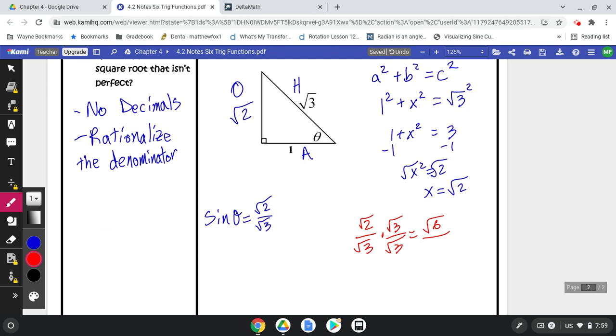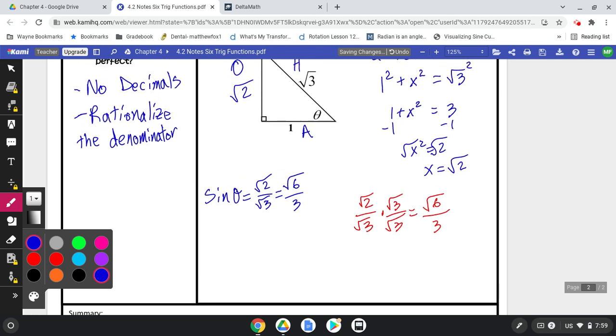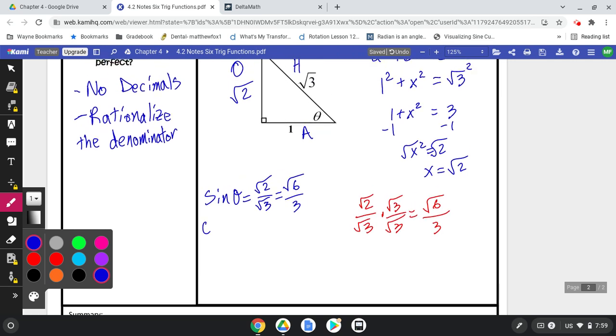So that'll be square root of 6. On the bottom, square root of 3 times square root of 3 is 3. Okay, so our sine of theta is actually the square root of 6 over 3. And we're done. Okay, now the cosine of theta, same problem is going to happen.